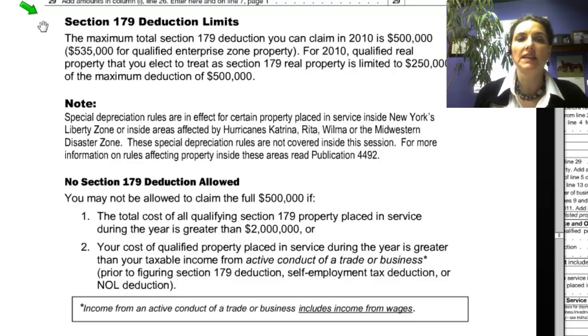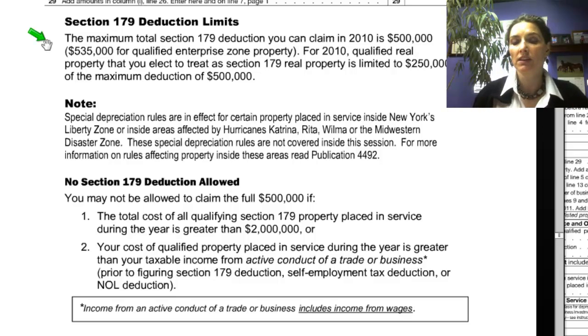Let's move on now to the Section 179 deduction limits. The maximum total Section 179 deduction you can claim in 2010 is $500,000, or $535,000 for qualified enterprise zone property. That is, if you have property placed in service in a qualified enterprise zone. For 2010, qualified real property that you elect to treat as Section 179 real property is limited to $250,000 of the maximum $500,000 deduction.